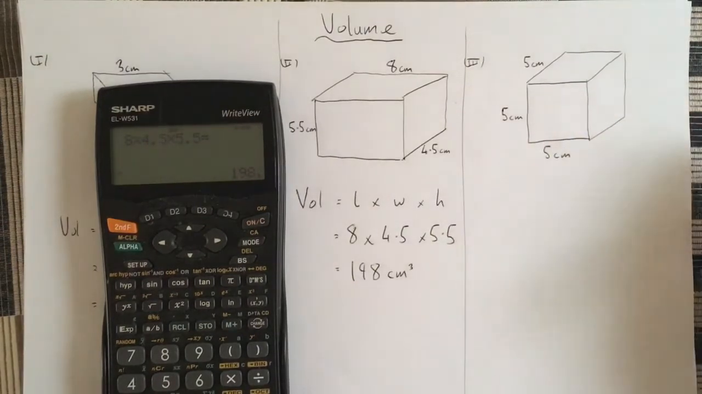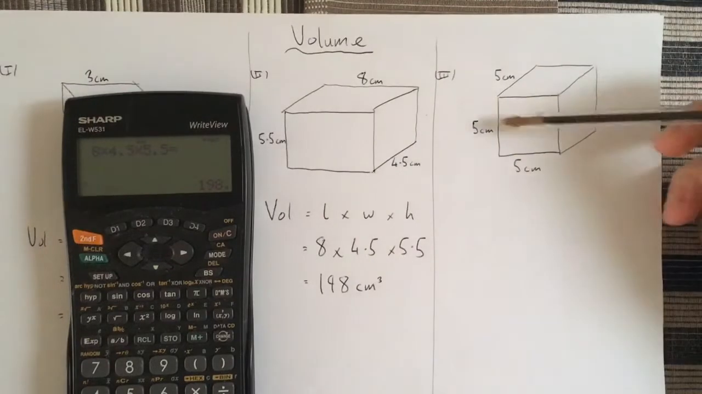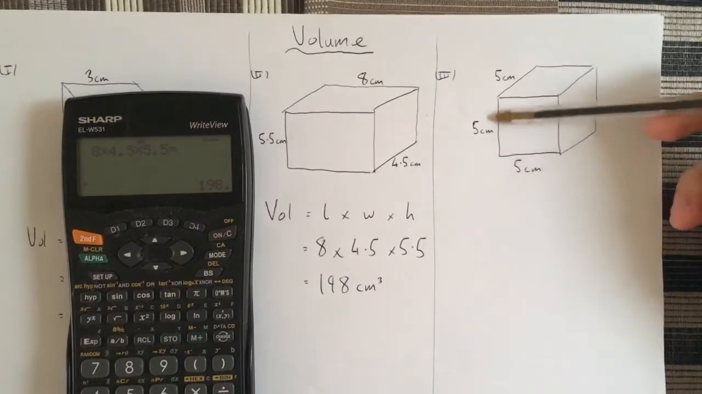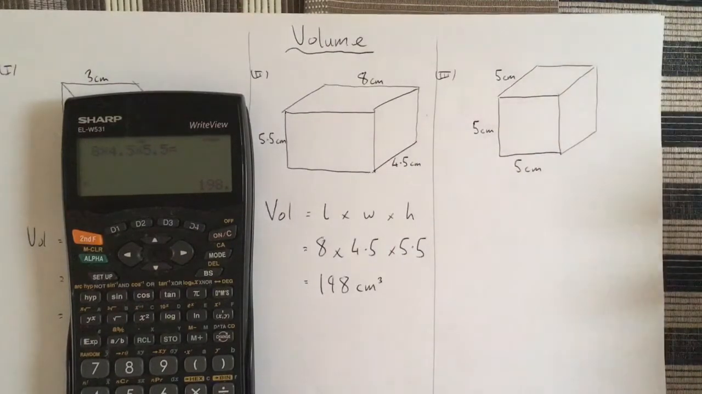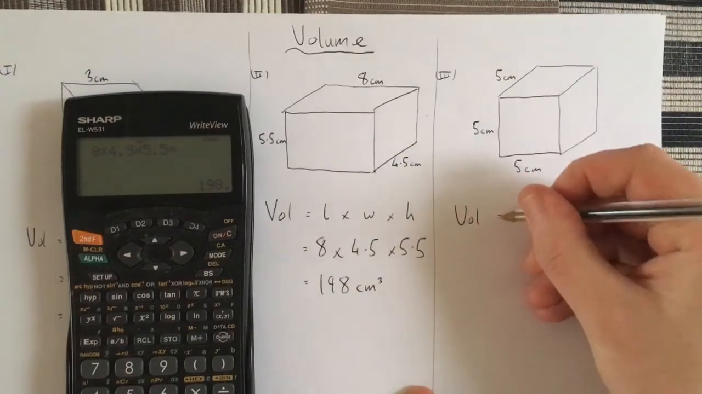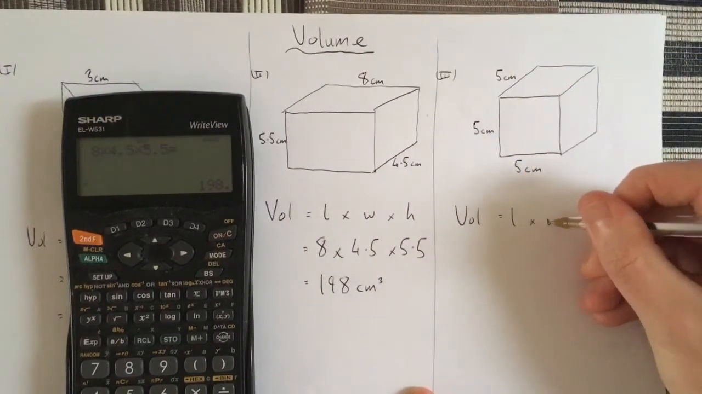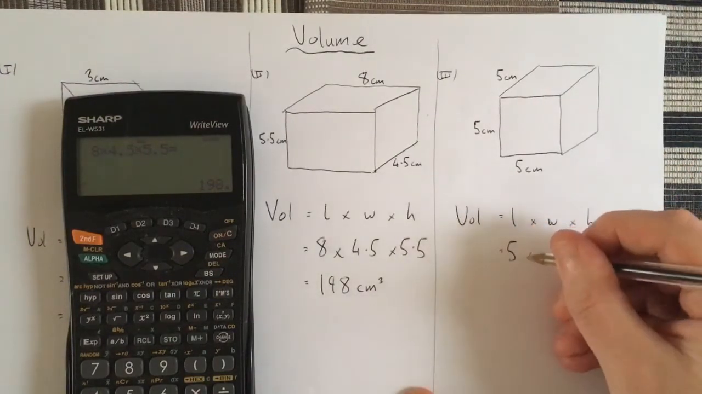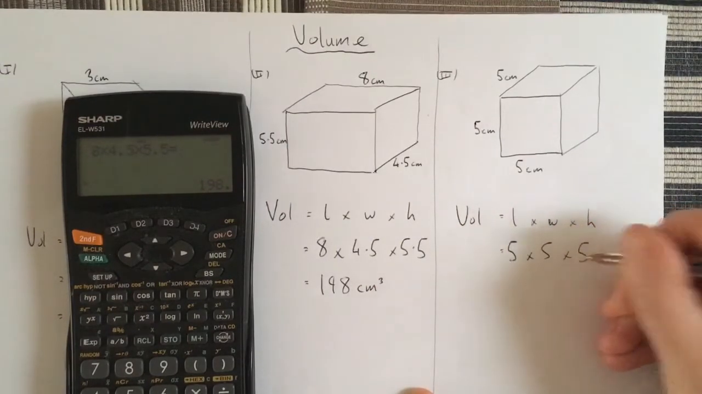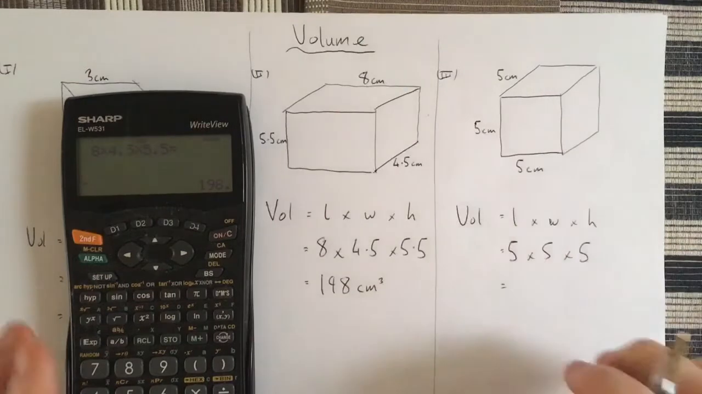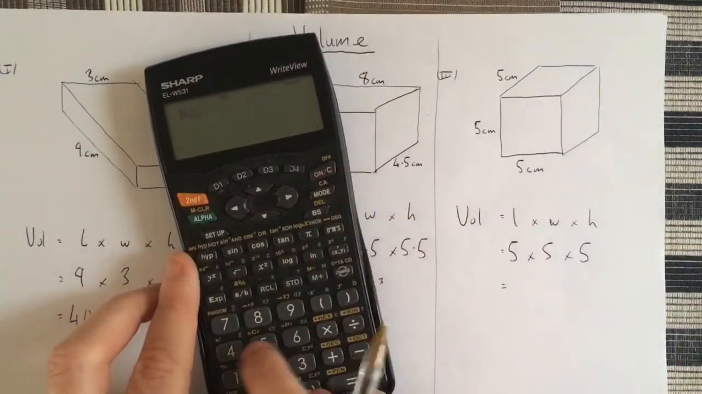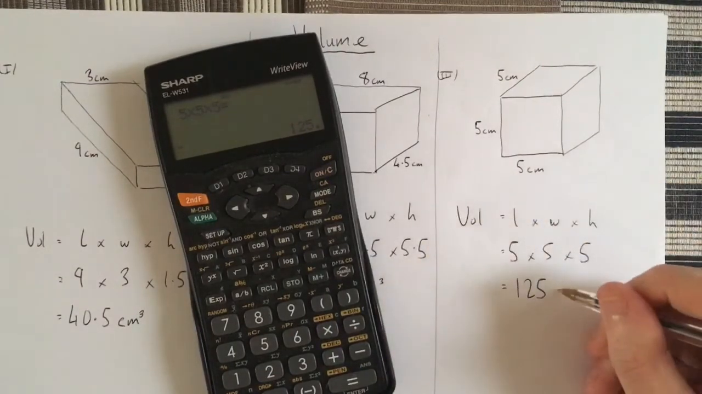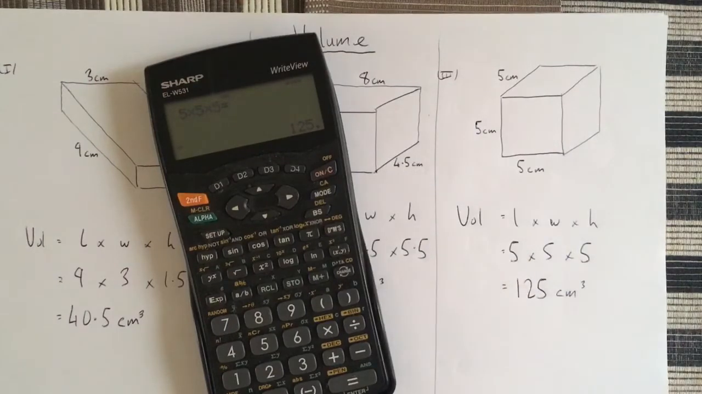This one over here is a cube, so the 3 dimensions are the same. Maybe let's call that my width, maybe my length, and there's my height. For a cube, they're all the same, but I still use the same formula. So it's length multiplied by width multiplied by height. That is 5 multiplied by 5 multiplied by 5. Just plug that into your calculator. 5 by 5 by 5 is 125. The question is in centimeters, so my answer is in centimeters cubed.